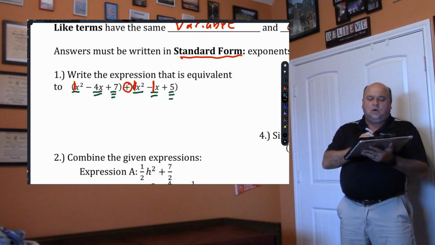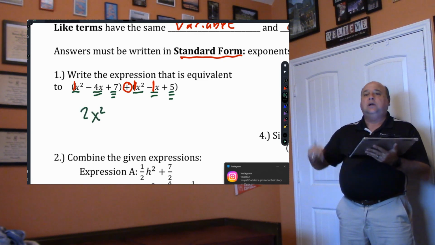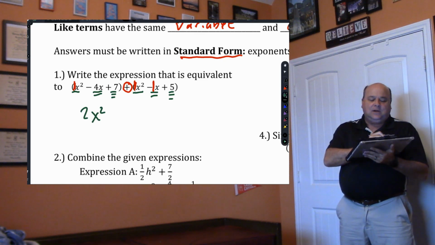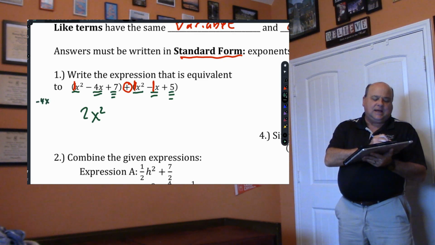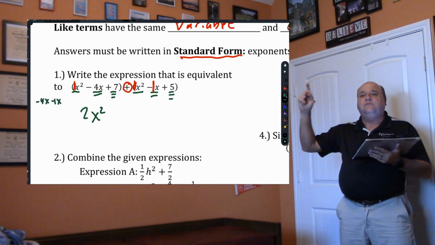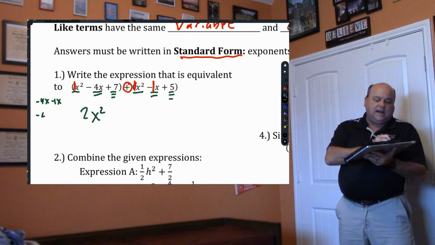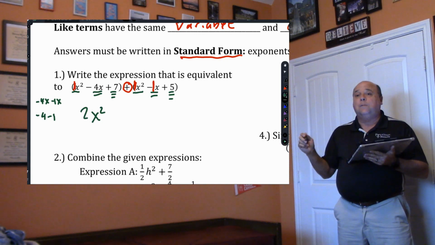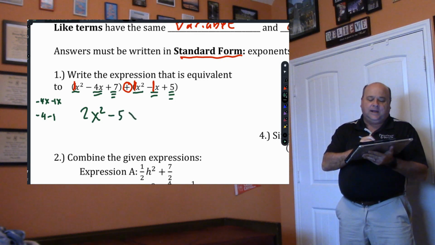If you look at the single underlines, we have 1x squared and 1x squared. If you combine those, you would get 2x squared, because 1 plus 1 is 2. The x squared doesn't change. Now look, we have a minus 4x and a minus 1x. I'm going to put this to the side. If you do negative 4 minus 1 on the calculator, you would get negative 5. You're going to have to punch that in if you don't know what negative 4 minus 1 is. Negative 4 minus 1 is negative 5 and the letter's x.